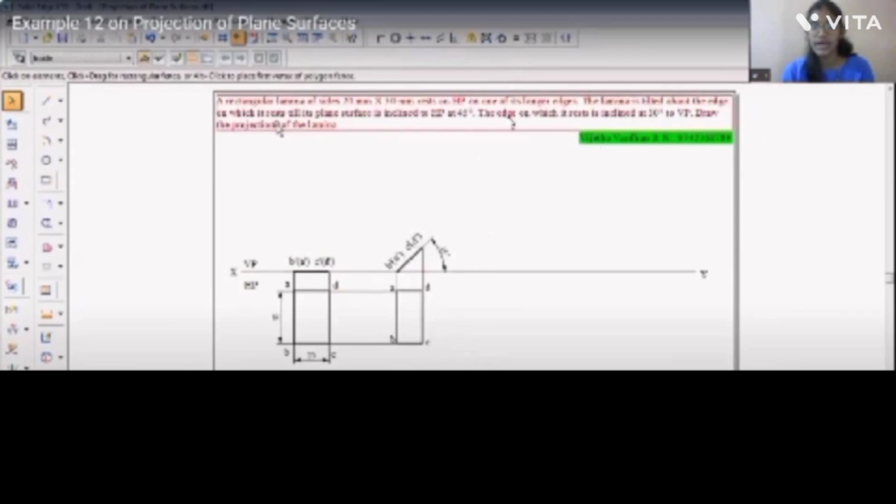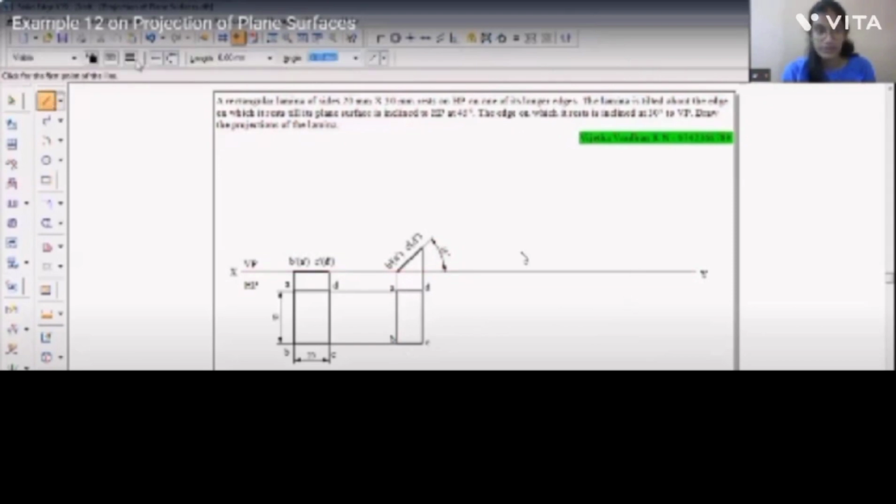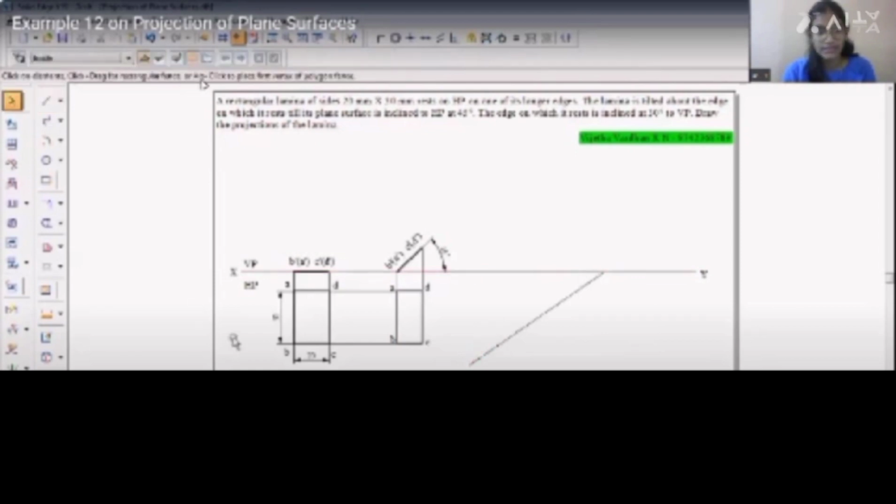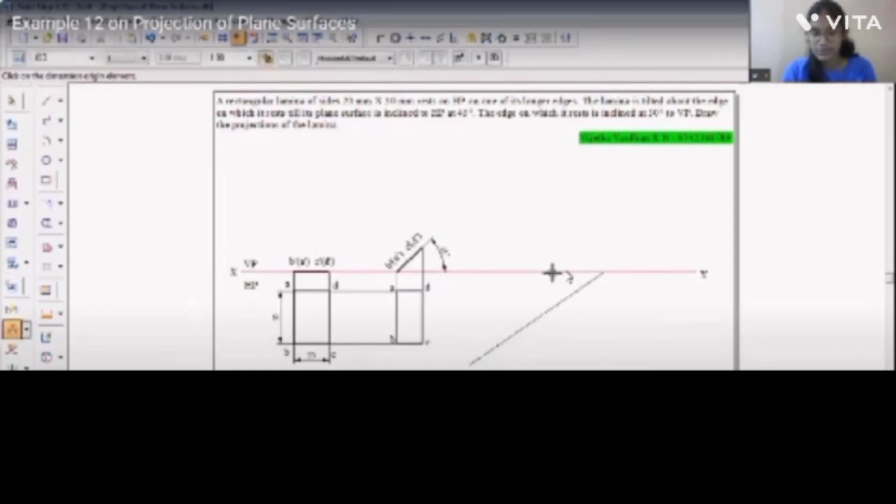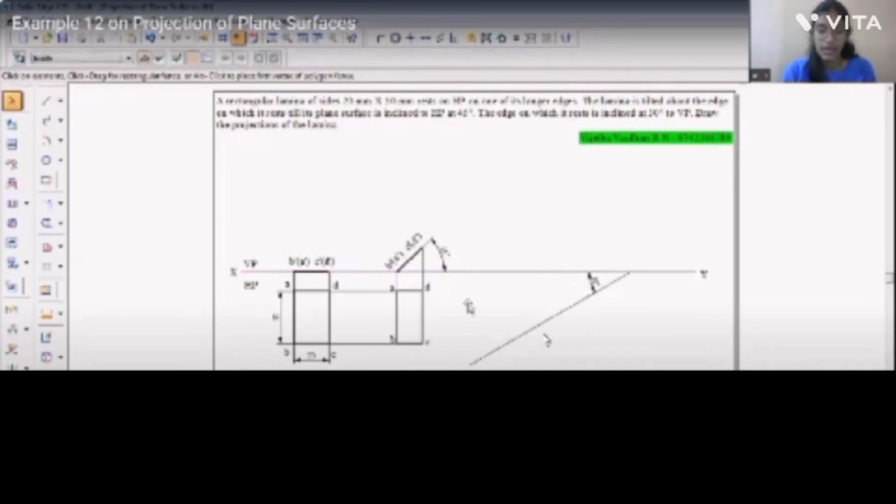Now let's go to the edge on which it rests being inclined to VP at 30 degrees, and we'll go for that. So we'll consider the edge that is AB. We'll draw a normal line which is inclined to VP at 30 degrees. And let us measure the angle. It's 30 degrees. And we'll place the edge AB on this line.